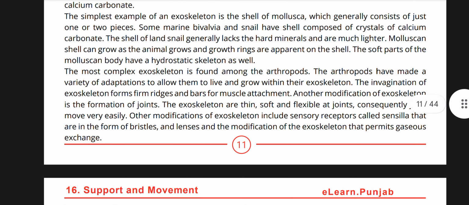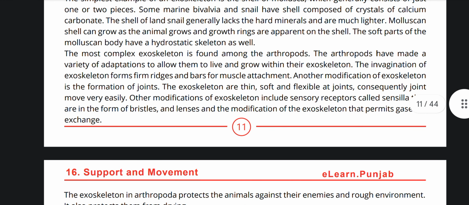The simplest example of an exoskeleton is in the shells of mollusca, which generally consist of just one or two pieces. Some marine bivalvia and snail have shell composed of crystal of calcium carbonate. The shell of land snail generally lacks the hard minerals and are much lighter. Molluscan shell can grow as the animal grows, and growth rings are apparent on the shell. The soft parts of the molluscan body have a hydrostatic skeleton as well.